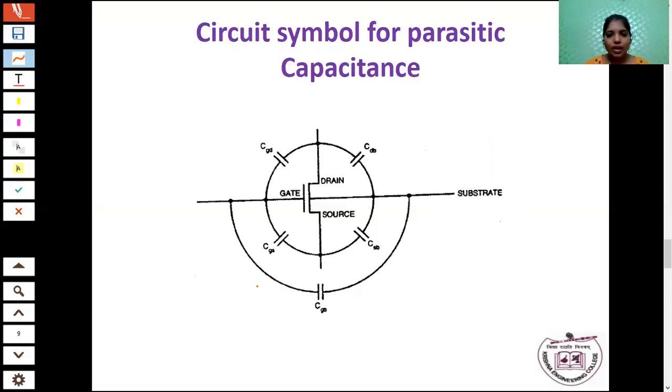Okay. So there are 5 capacitances in the CMOS transistor: the capacitance between gate and drain, between drain and body, between source and body, between gate and source, and between gate and body. So totally there are 5 capacitances in the CMOS transistor.